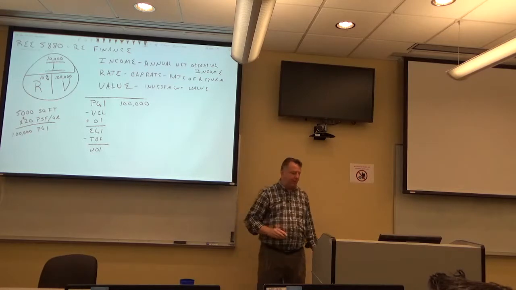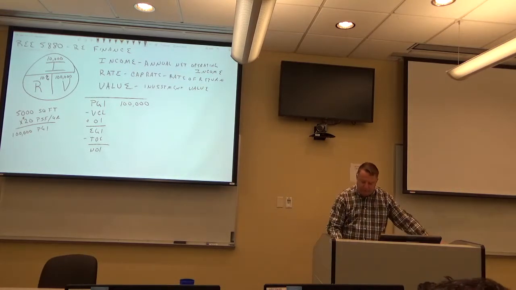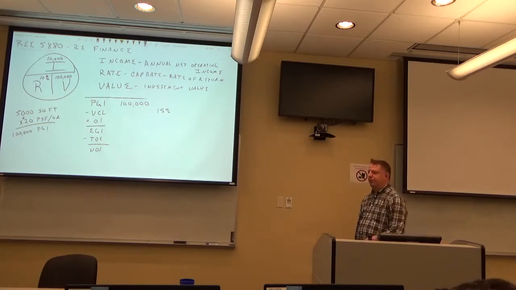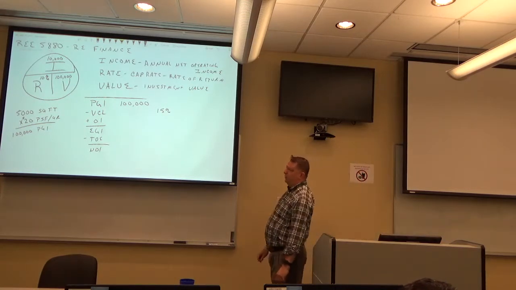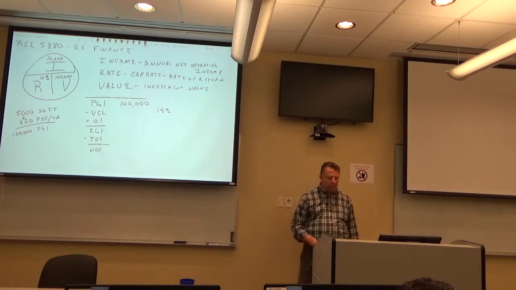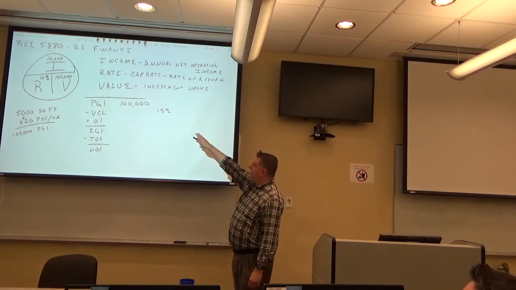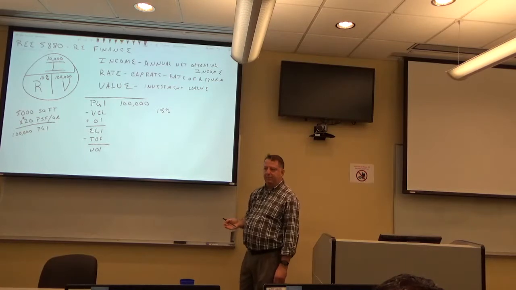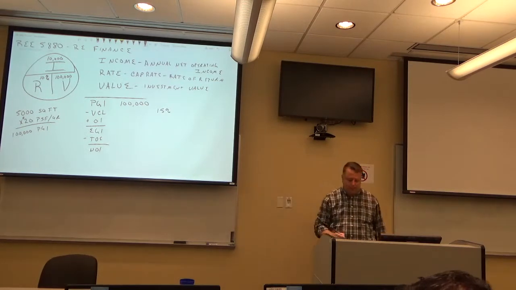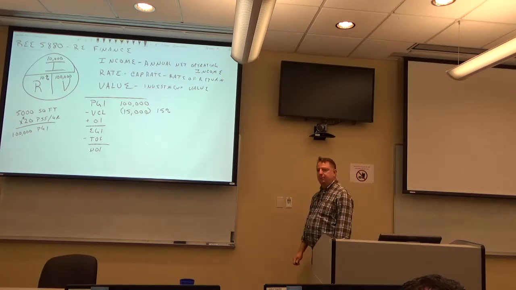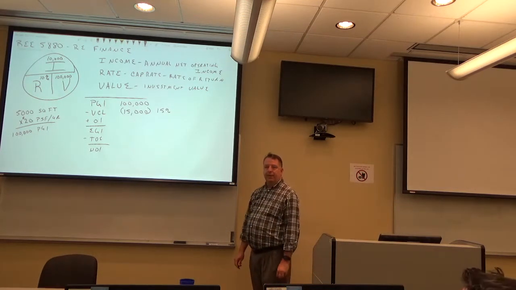So in this particular case, let's say for this property, we have a 15% vacancy and collection loss, all right? Under those circumstances, all we're going to do is multiply the $100,000 times the 15%. Does that make sense? Okay, which is going to give us a vacancy and collection loss of $15,000.